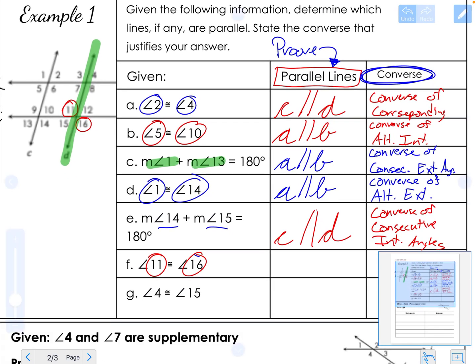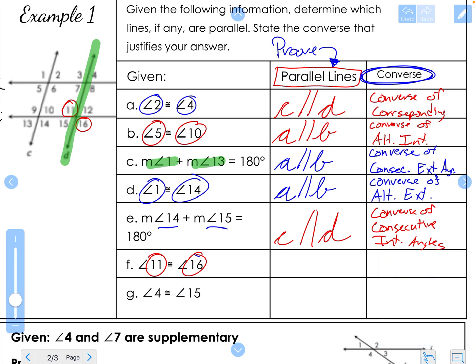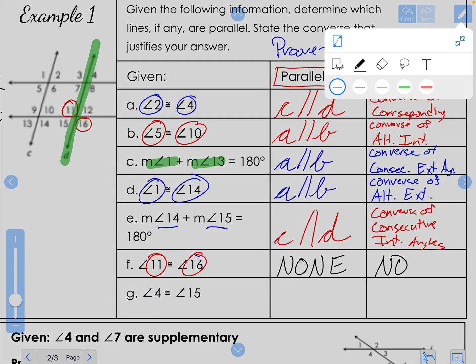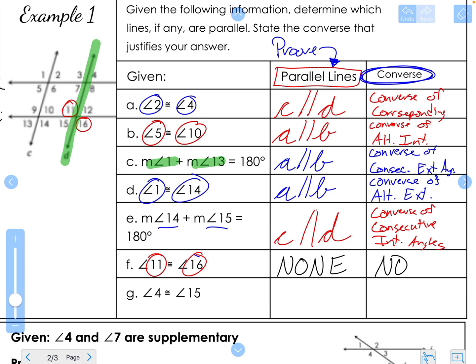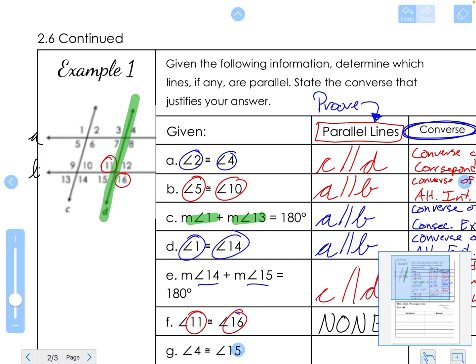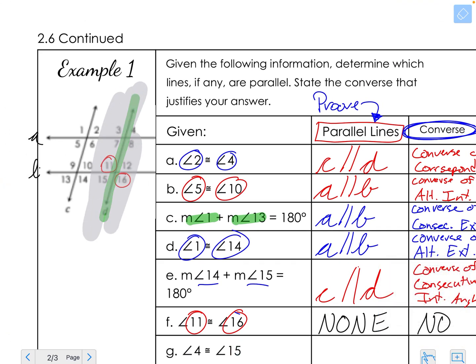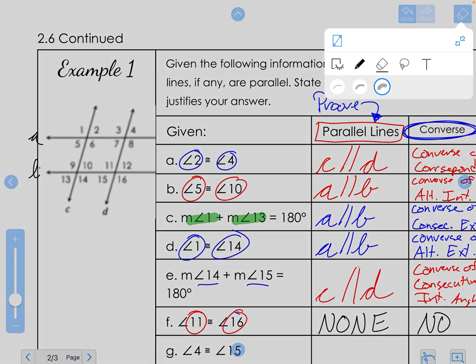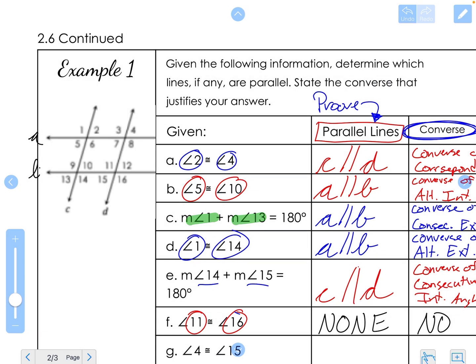And so the thing about vertical angles is they are not one of our postulates or theorems from our previous page. So vertical angles can never be used to prove that lines are parallel. So they can prove no lines are parallel, and so that means we have no converse. And so yes, we know that they are congruent angles, but those two congruent angles do not prove that lines are parallel. And that's the thing we're looking for, is we're looking to prove that lines are parallel.